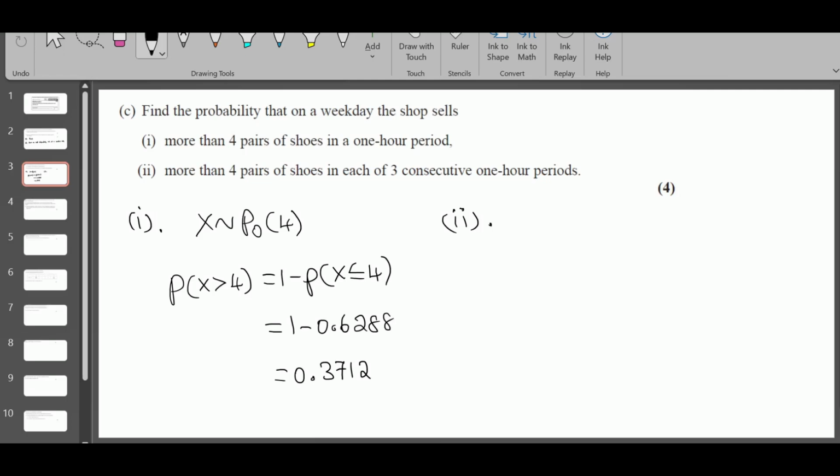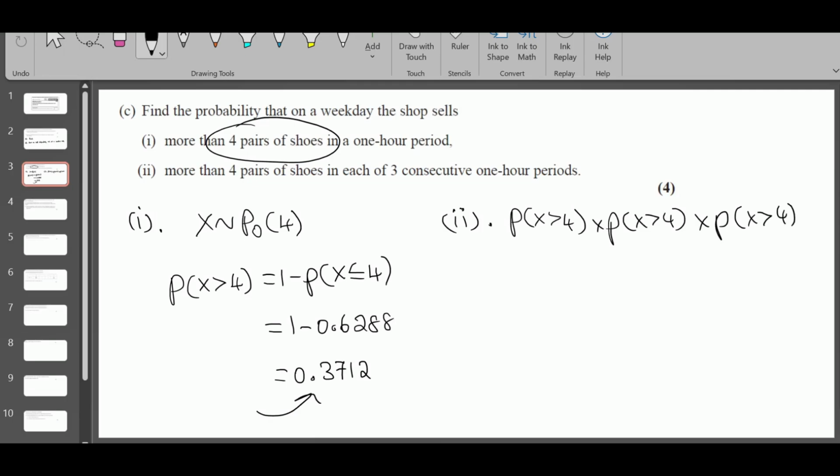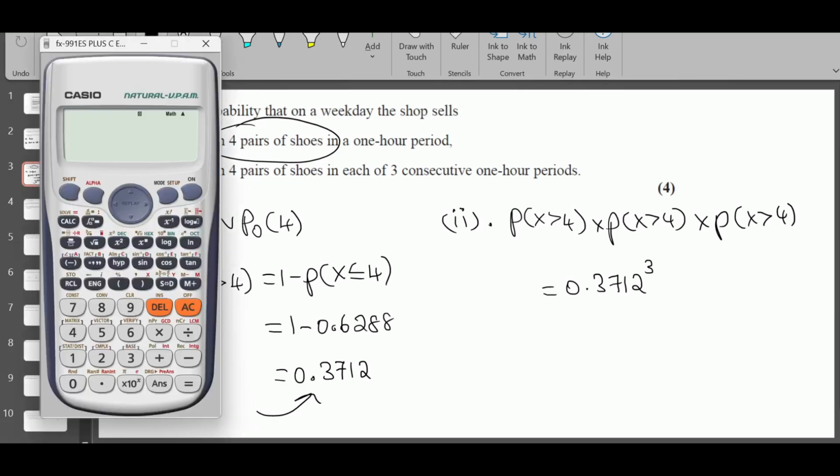Find the probability that on a weekday, the shop sells more than 4 pairs of shoes in each of 3 consecutive 1 hour periods. This is the probability. They say 3 consecutive periods. So take the probability X is more than 4 times X is more than 4 times X is more than 4. Which is same as 0.3712 to the power 3. Let's calculate this.